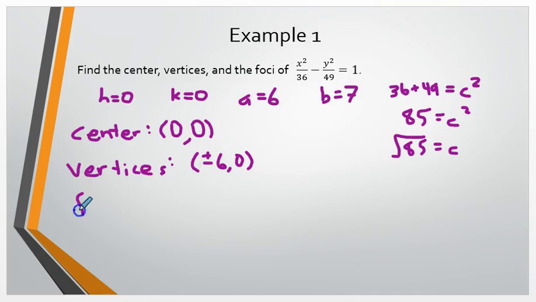And then for the foci, I told you that a and c always go in the same direction. So since a is tied to the x variable, since it's going in the x direction, that means c will be as well. So I'm going to start from the center, but add and subtract the square root of 85. So plus or minus square root of 85, comma, 0. And those are all the components for this example.